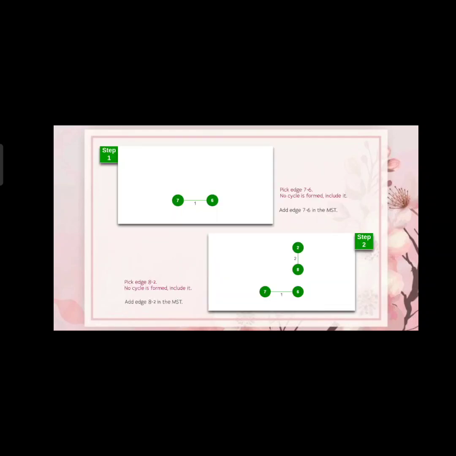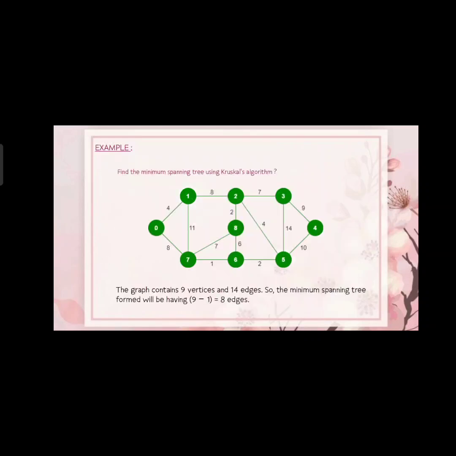In the first step, we have taken 7 to 6 because the weight of the edge is 1. It is the smallest, so we have taken 7 to 6. Next, second, we have taken 8 to 2. In the graph, we can see that 6 to 5 also has weight 2, and 2 to 8 also has weight 2, but we are taking 2 to 8 because it does not form any cycle. So we are taking 2 to 8.